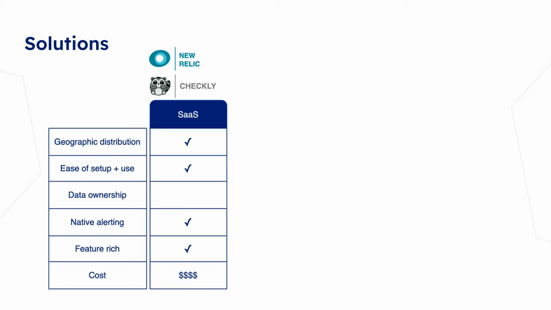SaaS solutions typically offer a wide variety of features, including native alerting over a variety of channels. Some additional features include teardown scripts and integration into CI/CD pipelines. All of this functionality, some of which might not be needed for a given use case, does come at a direct financial cost. SaaS solutions are the most expensive option.